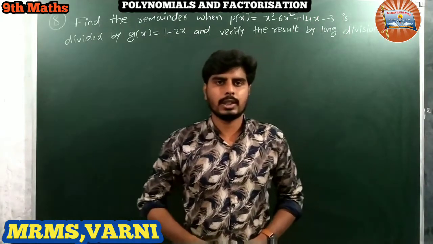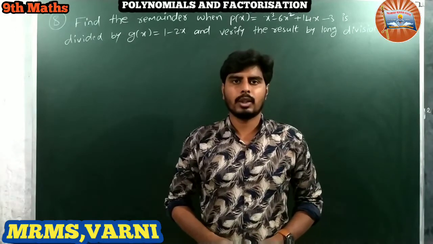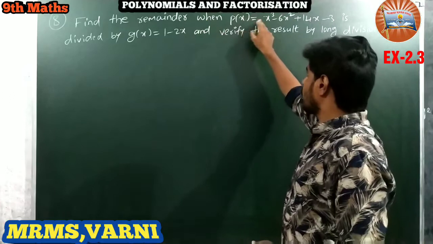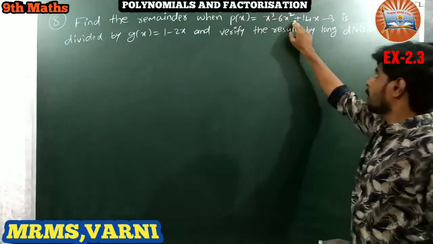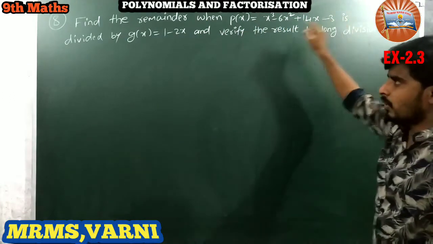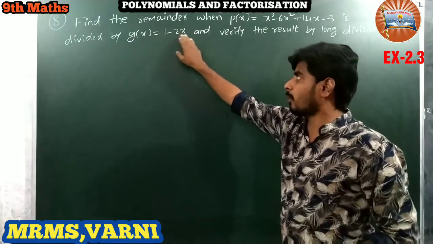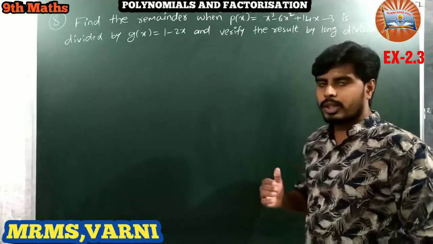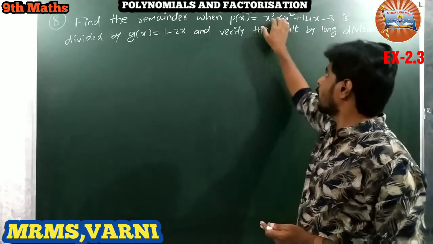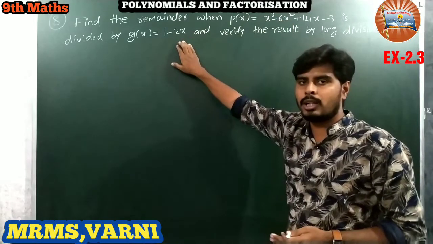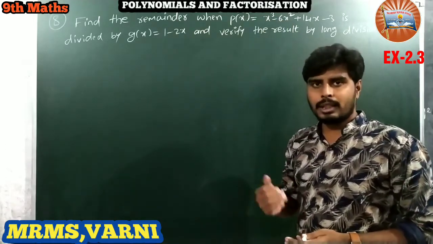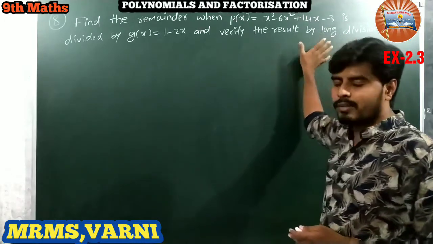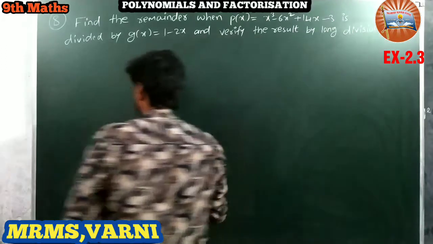Now, exercise 2.3, problem number 8. Find the remainder when p of x is equal to x cube minus 6x square plus 14x minus 3 is divided by g of x is equal to 1 minus 2x, and verify the result by long division. So we have to find the remainder when this polynomial is divided by this polynomial by using the remainder theorem, and we have to verify that remainder by using the long division method. You get the problem here.